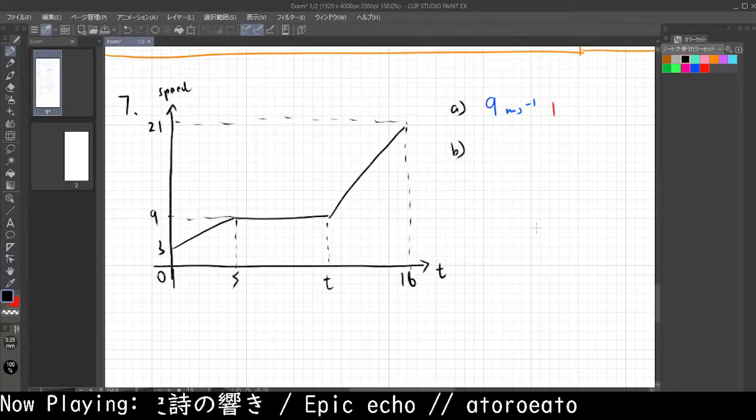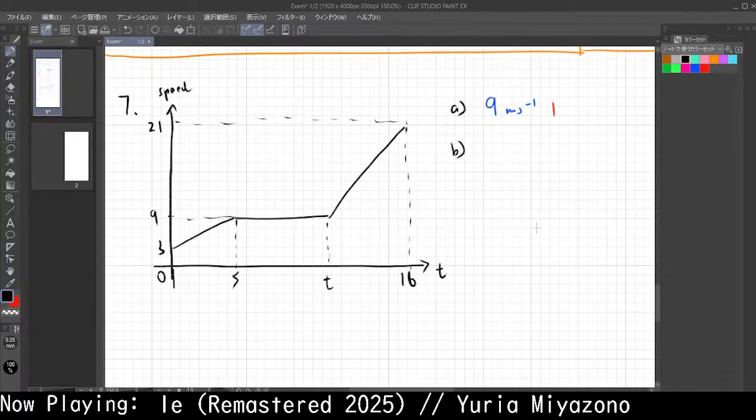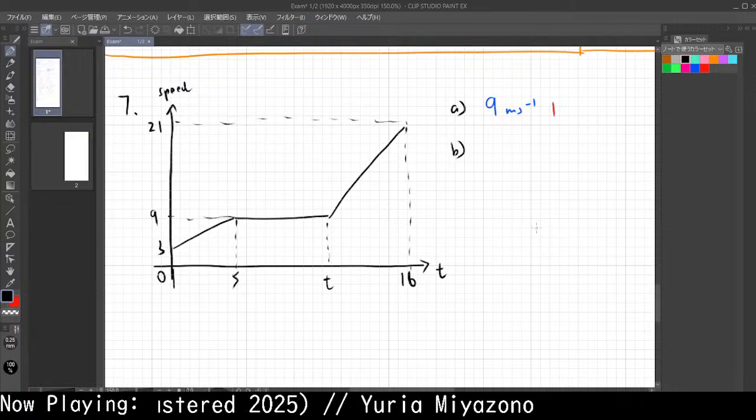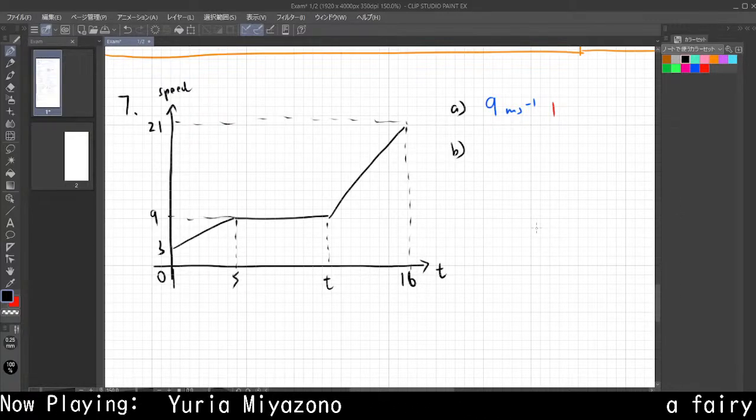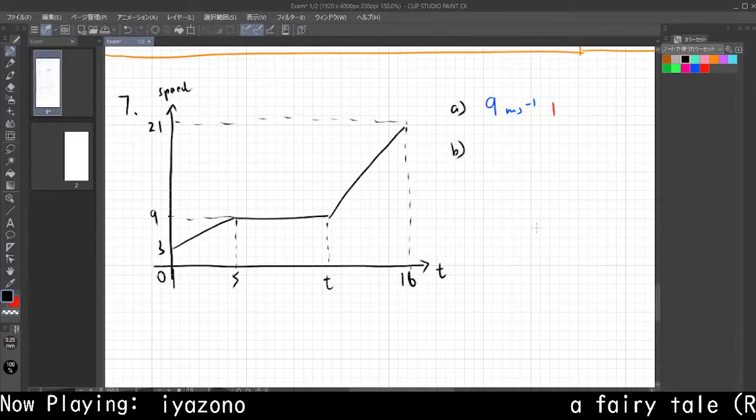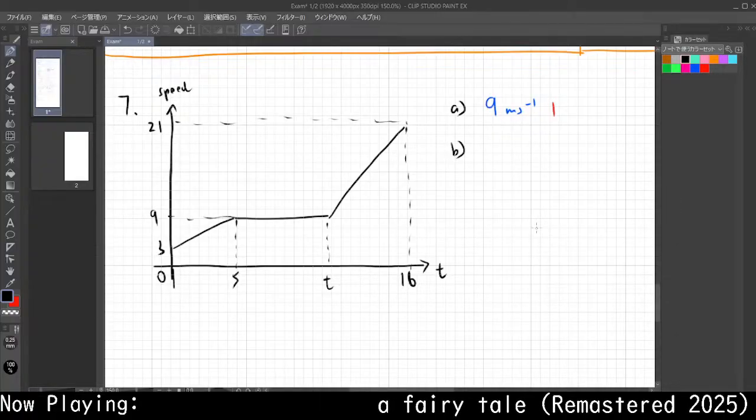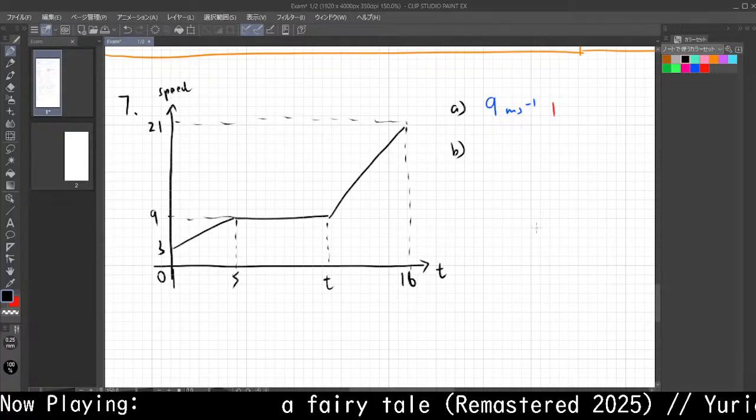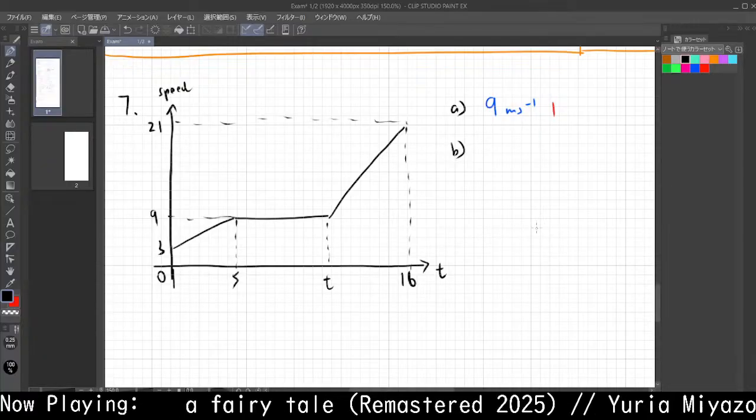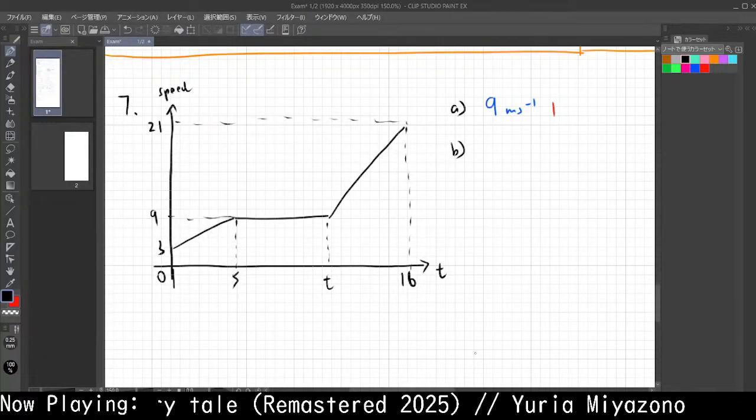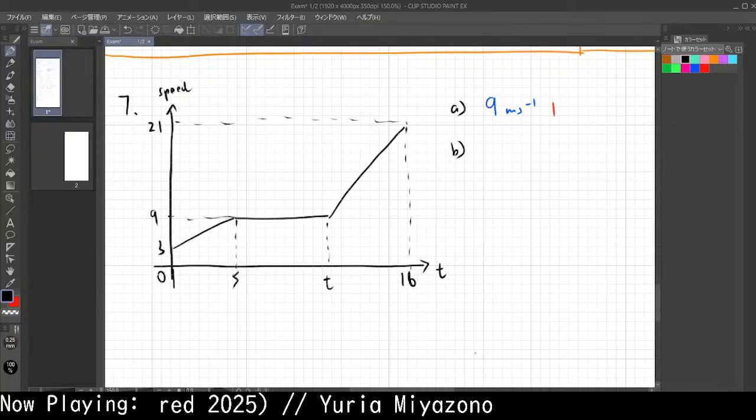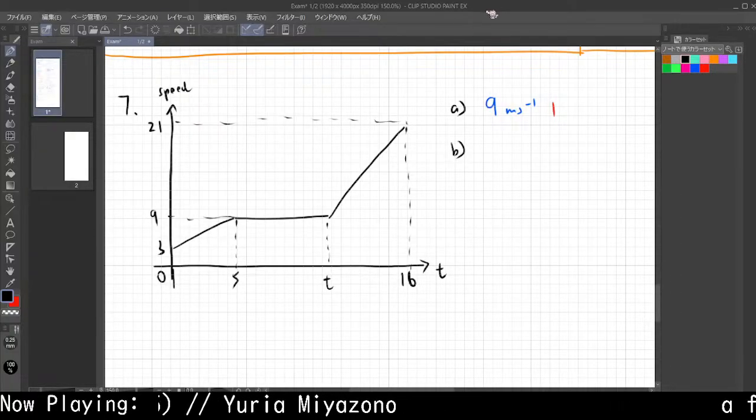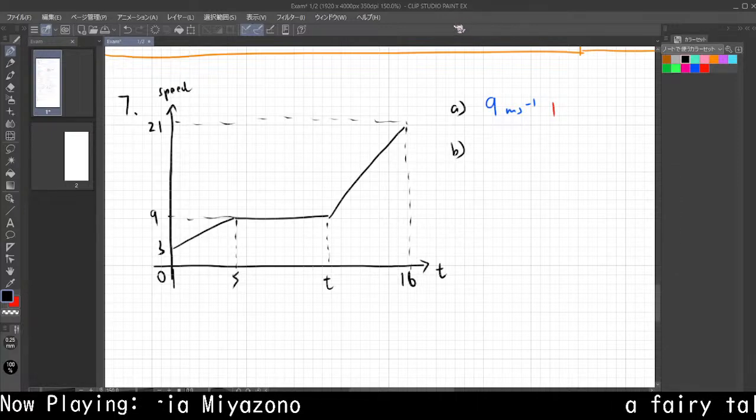Okay, part B. Calculate the rate of change of speed in meter per second square in the first 5 seconds. Rate of change of speed. Okay, so speed over time is basically the graph. This is a speed time graph. So speed is this, time is this. If speed itself is meter per second, then speed over time is meter per second square. So you're basically taking your speed and dividing by your time. You're basically finding the acceleration.